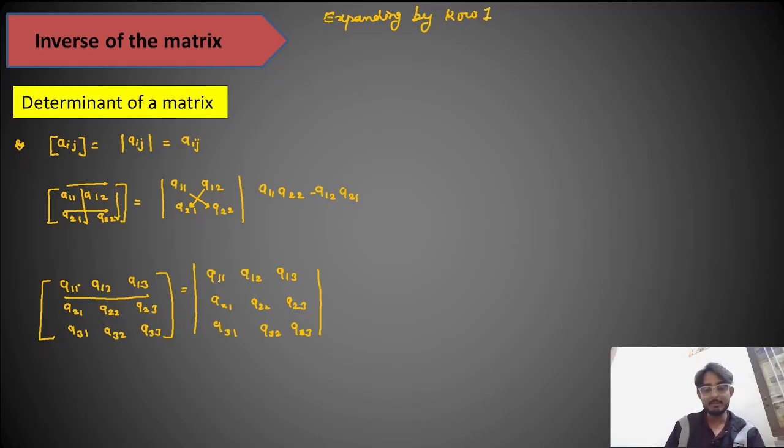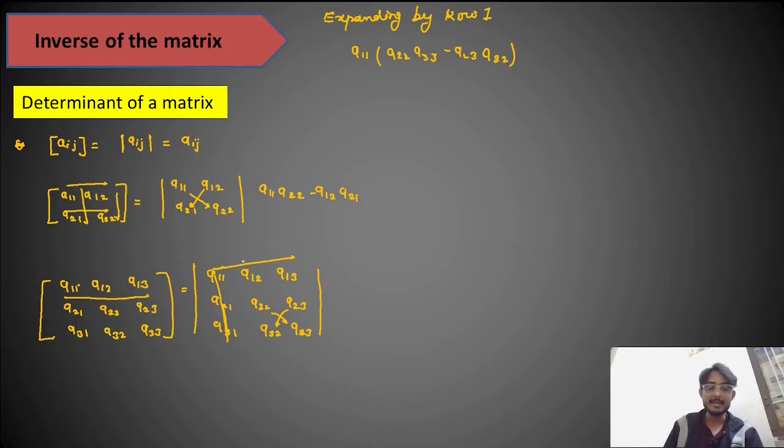Take the first element A11 and eliminate its row and column. The remaining elements form a 2 cross 2 matrix. How can you find the determinant of this 2 cross 2? Multiply this by this and this by this. It means A22 into A33 minus A23 into A32.